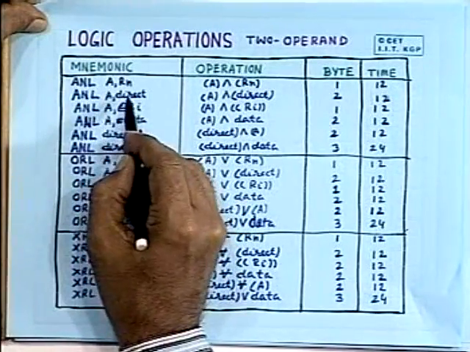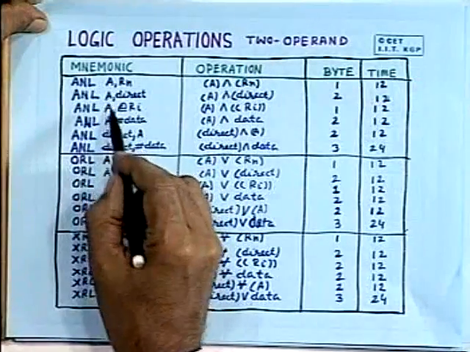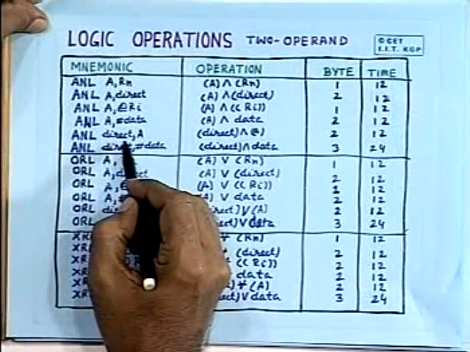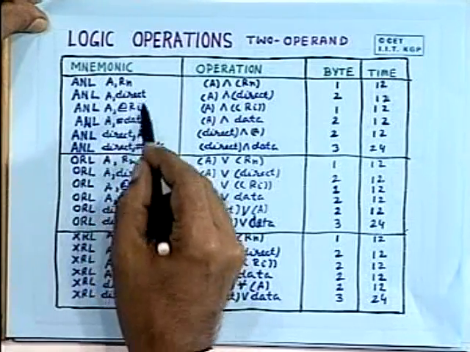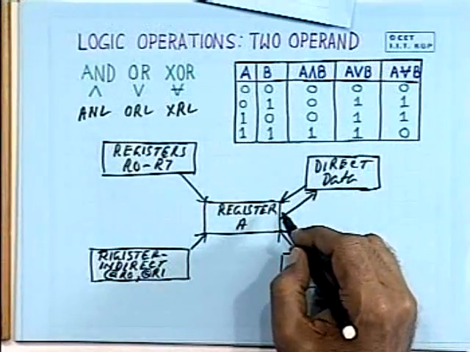You can perform the operation, and the result can be either in the accumulator or in the memory location, internal data RAM, depending on which instruction you are using. So, that is represented by this diagram.